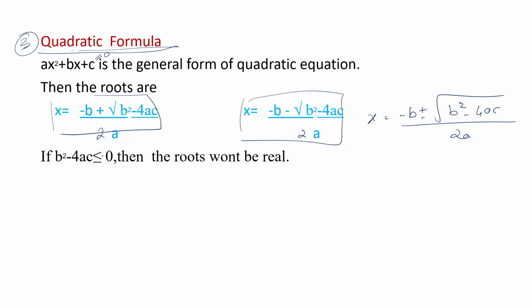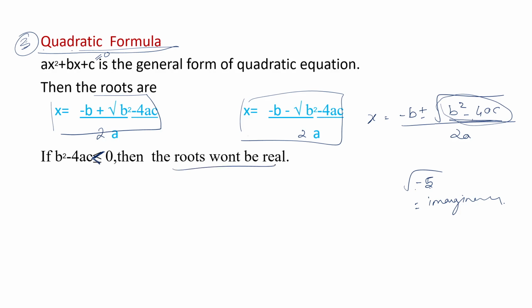Okay, so here, if what is inside the root is negative, you know it is imaginary. Okay, it's not a real number. We can't find the square root of a negative value. We cannot find the exact root, so it will become i, an imaginary number. So if b square minus 4ac, which is within the root, is negative, then the roots won't be real.